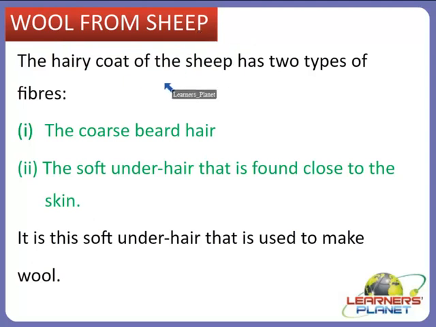Yes, students. The hairy coat of the sheep has two types of fibers. First is the coarse beard hair, and second is the soft under hair that is found close to the skin. So basically they have two types of hair, and it is this soft under hair that is used to make wool. There are certain breeds of sheep that have been developed by scientists that have only the soft under hair.